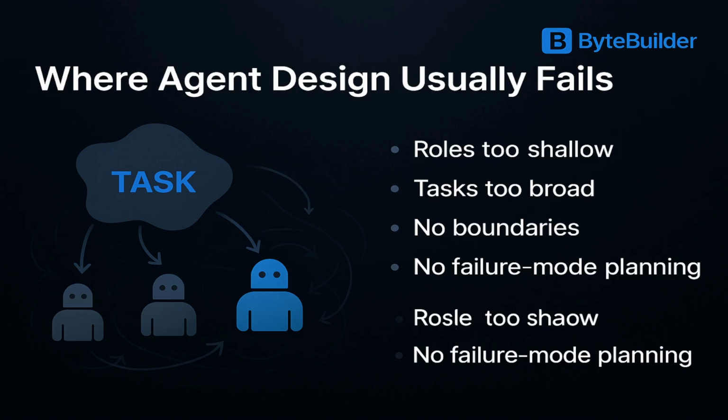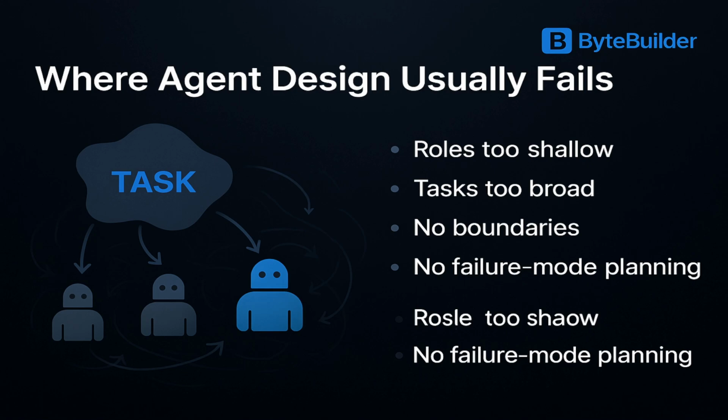The second problem is tasks that are far too broad. When you give an agent an open-ended objective, it has to improvise the entire reasoning process from scratch, which leads to unpredictable results. Next, most agents have no explicit boundaries. Nothing tells the model what not to do or where its cognitive limits should stop. Without boundaries, the model overreaches, overexplains, or hallucinates steps that shouldn't exist.